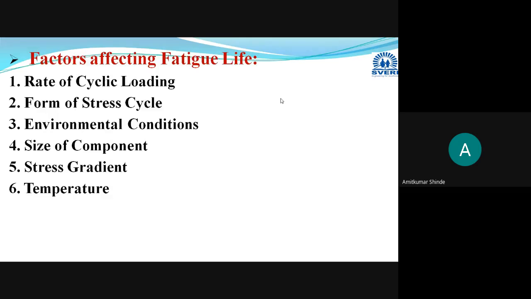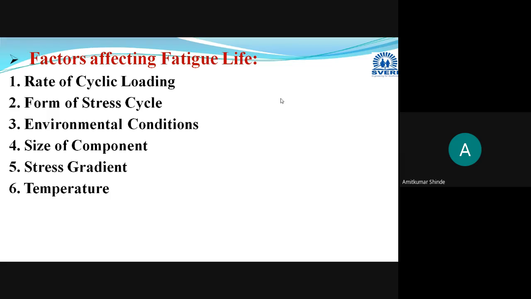Then at the end, I have listed some factors that will affect the fatigue life of the component. Generally, 6 factors are there. The first is the rate of cyclic loading. Whenever the rate of cyclic loading increases, automatically the fatigue strength of that component increases.